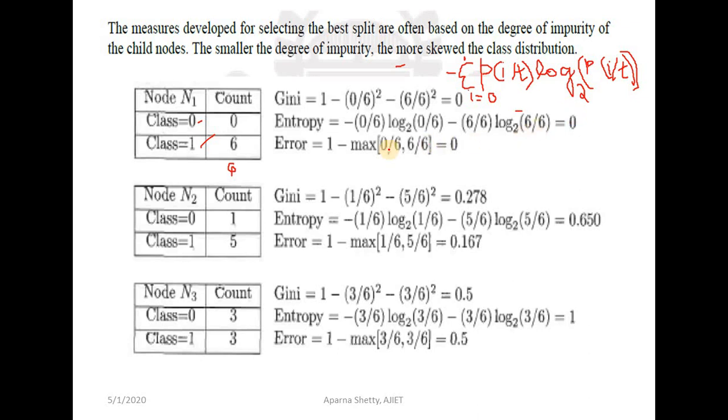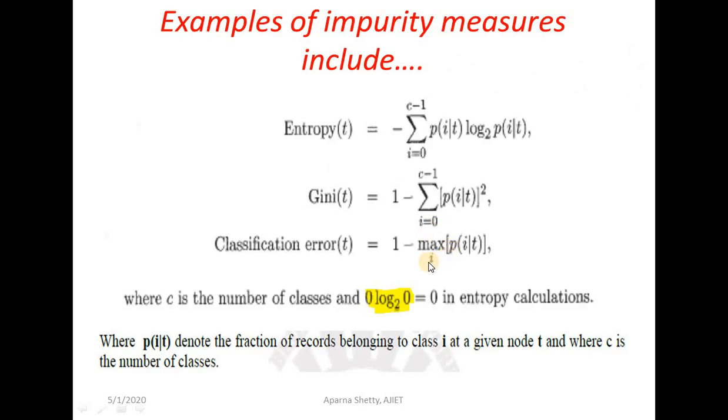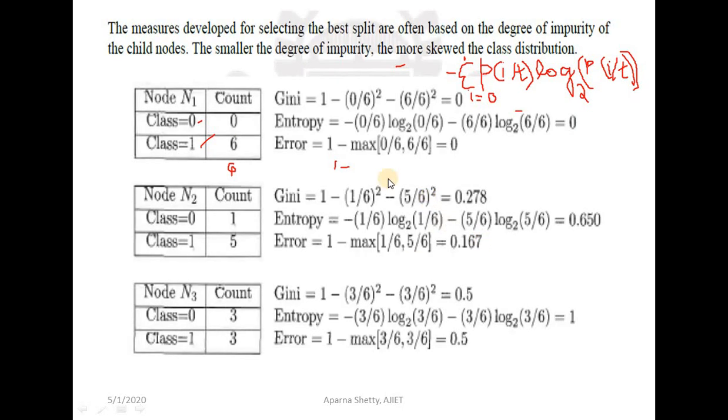minus 6 out of 6 log to the base 2, 6 out of 6, which will get it as 0. And finally, error we will have to calculate. Error is given by the formula 1 minus max of P of I given T. So, 1 minus max of P of 0 given T and P of 1 given T. So, P of 0 given T is 0 out of 6. P of 1 given T is 6 out of 6.